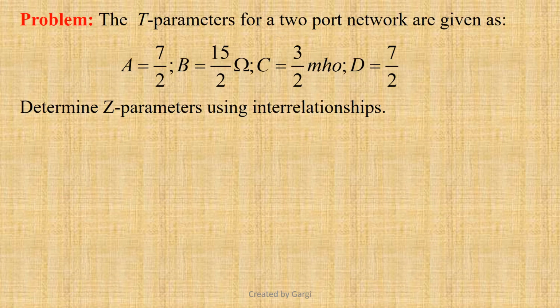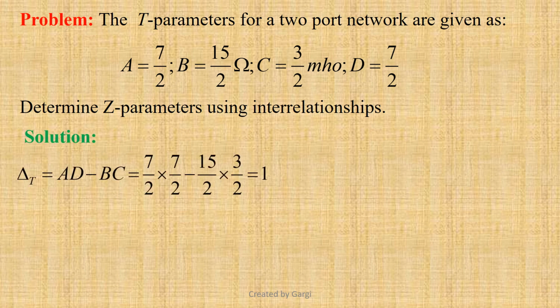The transmission parameters for a two-port network are given as A equals 7 upon 2, B equals 15 upon 2 ohm, C equals 3 upon 2 mho, D equals 7 upon 2. We have to determine Z parameters using interrelationships. We know for transmission parameters delta T equals AD minus BC. Putting the values we get delta T equals 1.